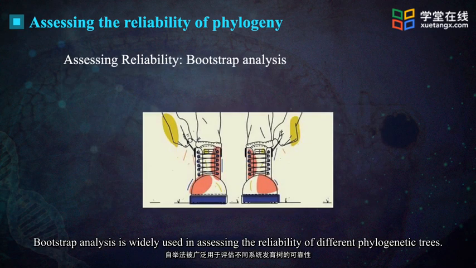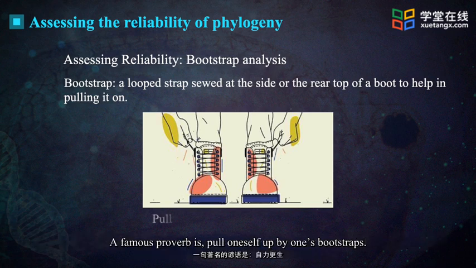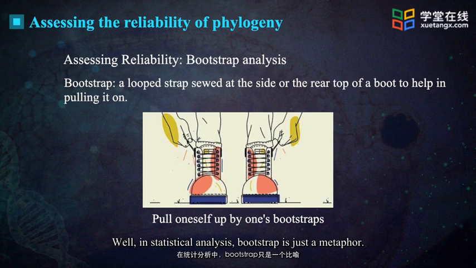Bootstrap analysis is widely used in assessing the reliability of different phylogenetic trees. A bootstrap is a looped strap sewed at the side or the rear top of a boot to help in pulling it on. A famous proverb is, "Pull oneself up by one's bootstraps." Of course, your physics teacher will never agree with this idea. Well, in statistical analysis, bootstrap is just a metaphor.